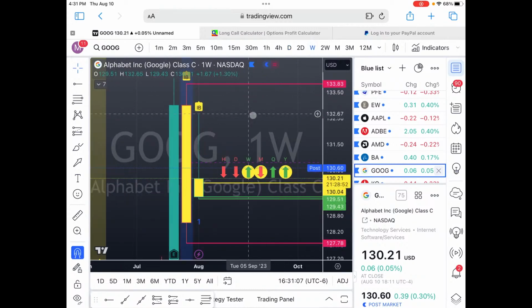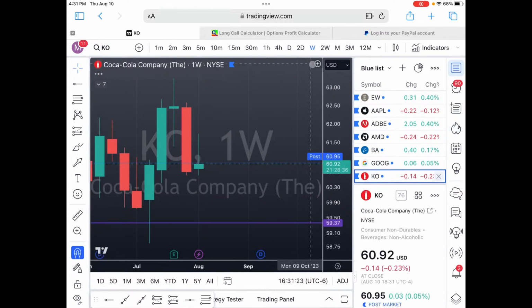So if I go to the week, we were working on an inside bar. We are currently inside bar. And if this doesn't break tomorrow, we're going to look for a double inside bar going into next week. So that'll be important to watch for a really big move from Google leading into next week.